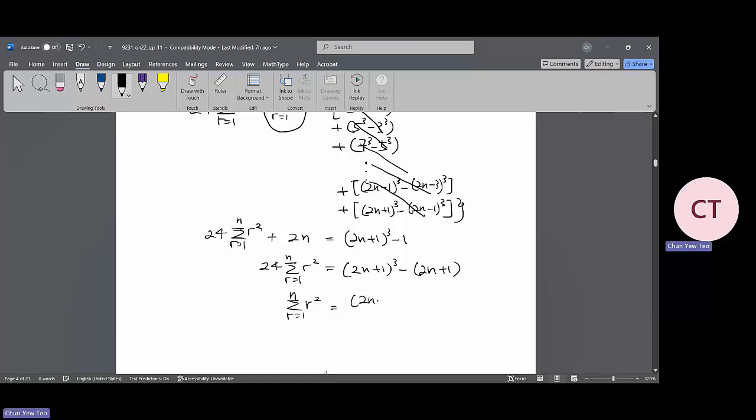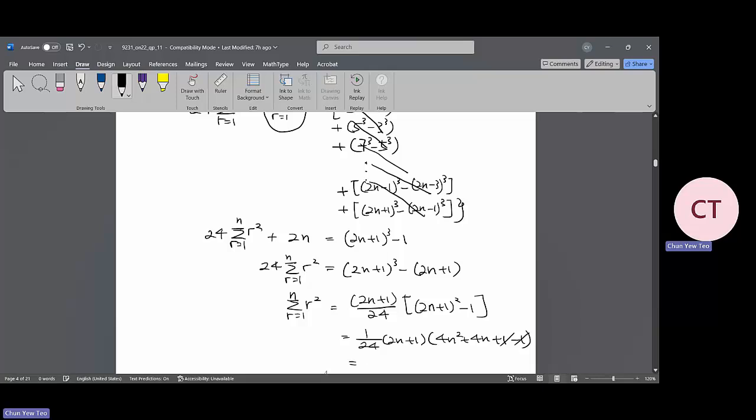Take the 2n plus 1 out, divided by 24. I bring the 24 to the other side and divide it. Then inside here, it will be the 2n plus 1. So if I expand them, then I will get 4n squared plus 4n plus 1 minus 1. So this can be cancelled.